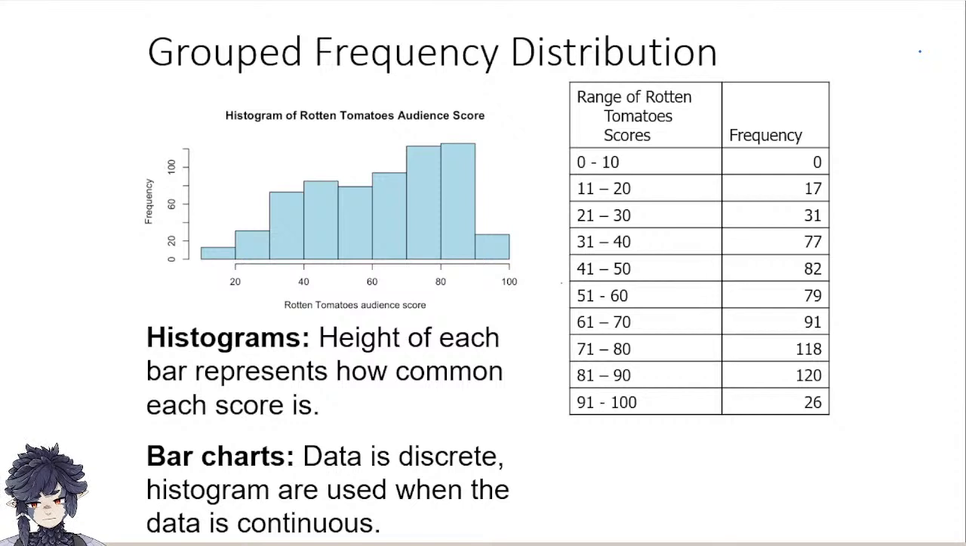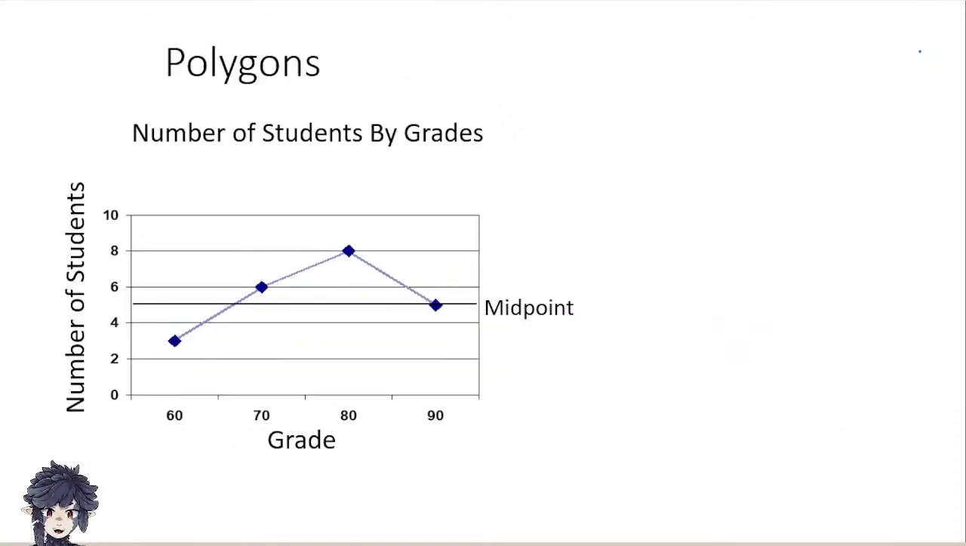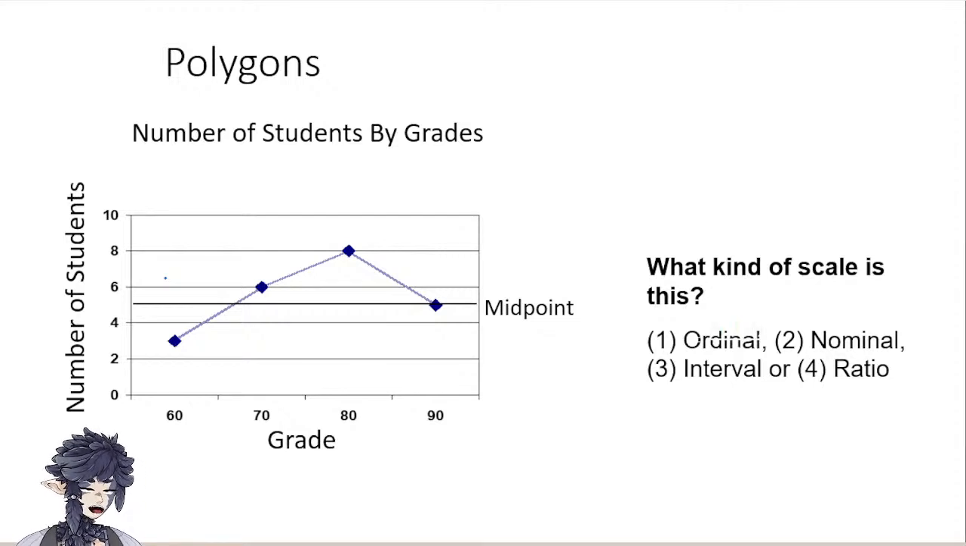There we go. Okay. You might also see graphs called frequency polygons. This is a frequency polygon. So let's say I'm looking at grades and the number of students who got each grade. Here on the x-axis, we have grade. We have students who scored in the 60s, the 70s, the 80s, and the 90s. So this is sort of another grouped thing. And on the y-axis, we have how many students got that score. And then we have kind of a midpoint. This is sort of the average score that students got.